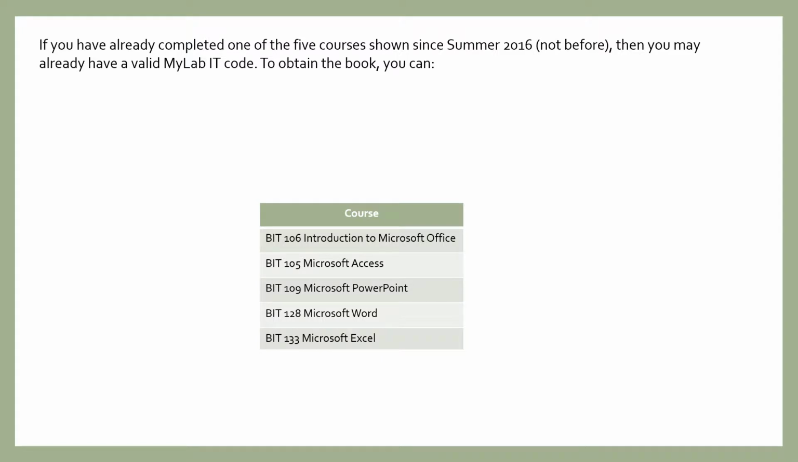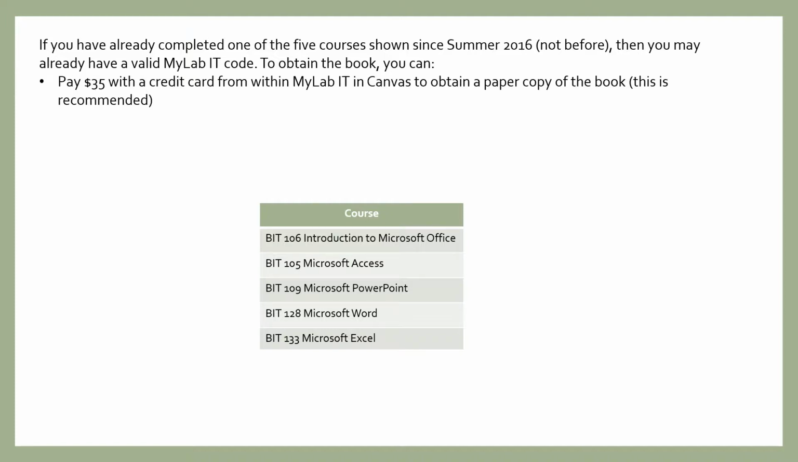If you have already completed one of the 5 courses shown since summer 2016, not before, then you may already have a valid MyLab IT code. To obtain the book, you can pay $35 with a credit card from within MyLab IT in Canvas to obtain a paper copy of the book, and this is recommended, or just use the free e-text from within MyLab IT.